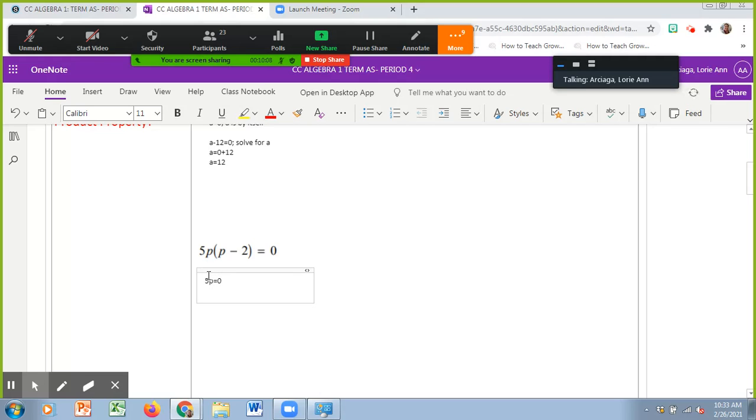Now, we need to get the p by itself. So what will you multiply to 5 so the answer will be 0? What is p equal to? In other words, 0. Very good. It's like you're dividing 0 by 5. So p is equal to 0. That's great. That's the first one. We need one more. What will I write?